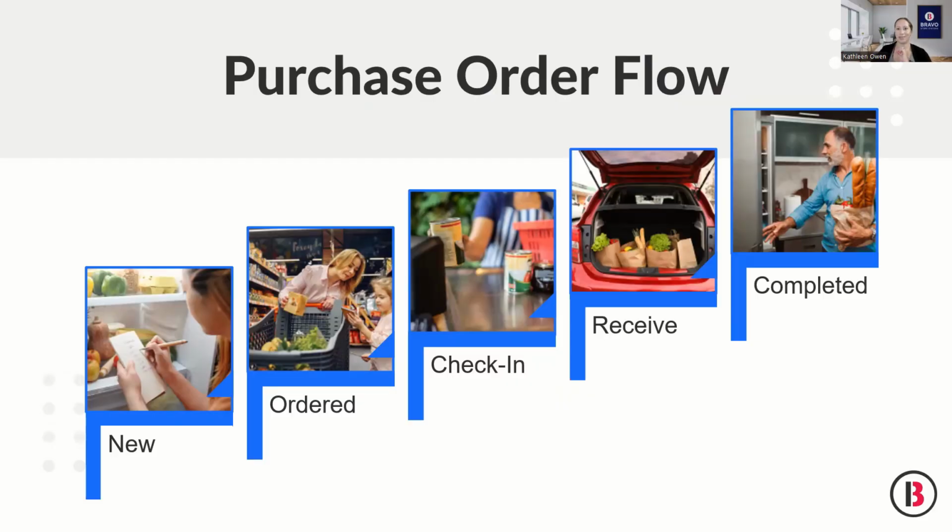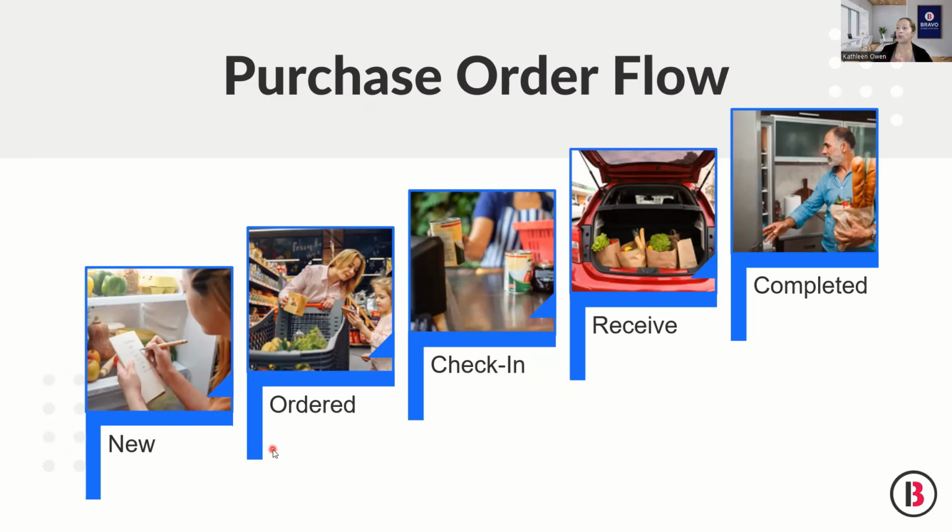So let's go ahead and grab my little laser beam here. A new order is when you're starting to build that order out. I like to think of it as making your grocery list. So at this point, you're going through, taking stock of everything that you have in your pantry and writing everything down. That's very similar to how that new status works inside the purchase order.